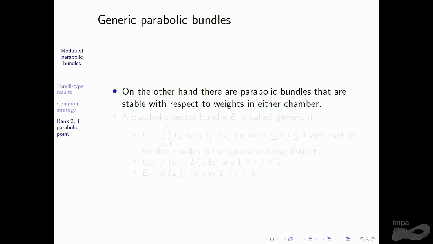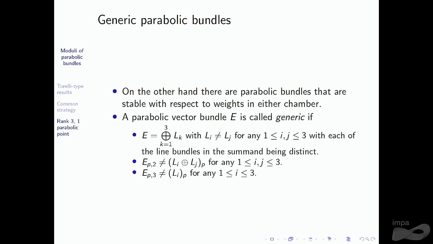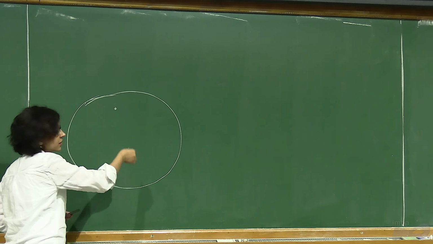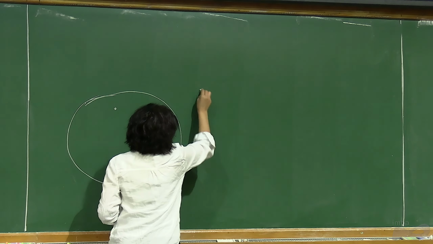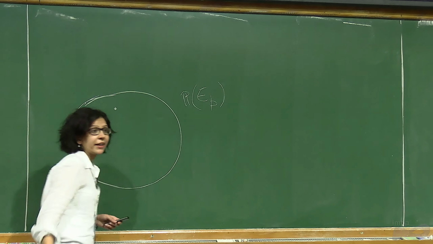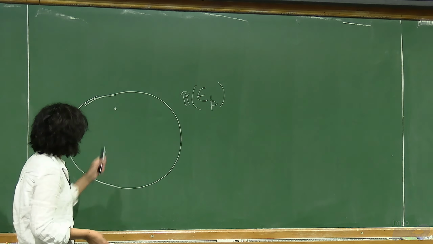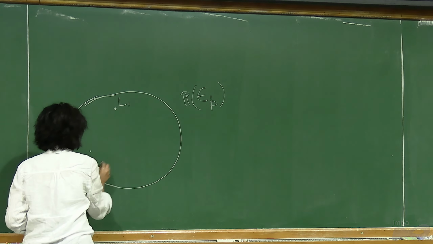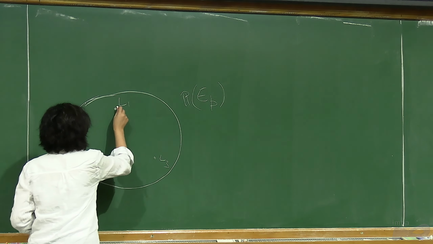On the other hand, since I'm running out of time, I have bundles that are always going to be stable. So this is the kind of bundle. I wanted to draw this picture because Frank really likes these. What am I doing here? I am looking at E, projectivized. E is of rank 3, so I projectivize and get something flat. Suppose that this is L1, this is L2, this is L3.